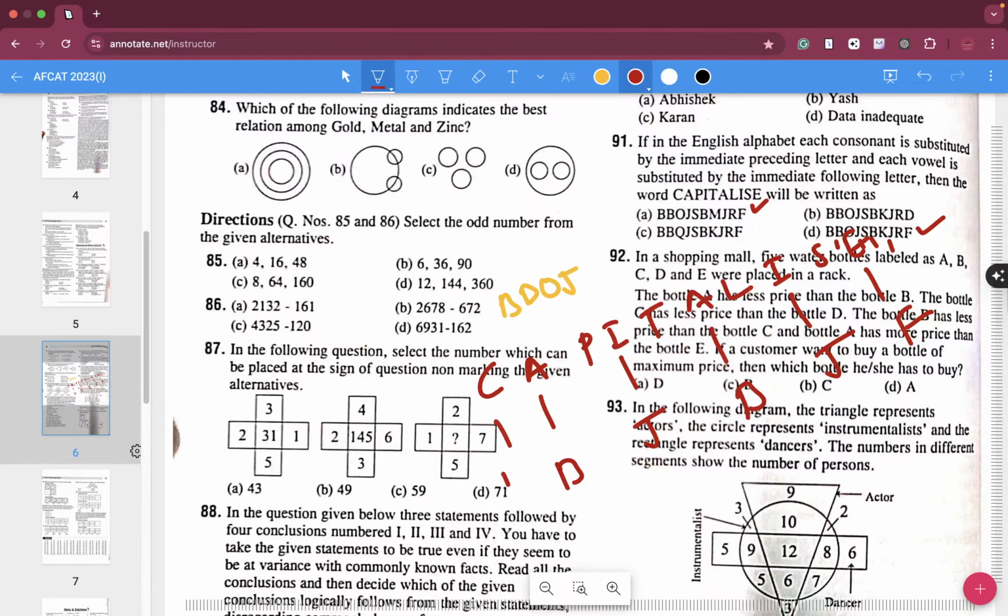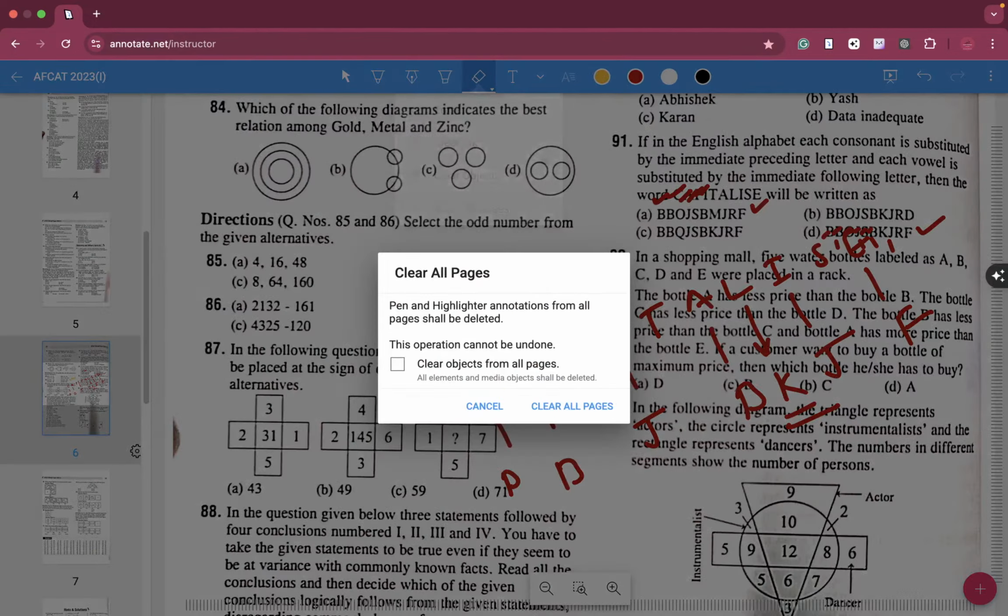B O J S B, B O J S B. The difference is with K. Over here it is K, over here it is M. K is the fourth last, so K L, and that is why D is what we will go ahead with.